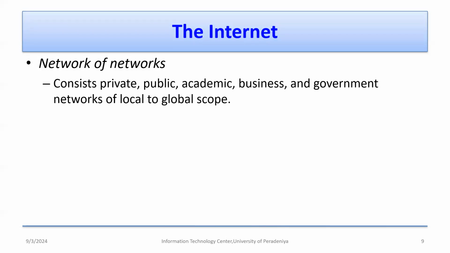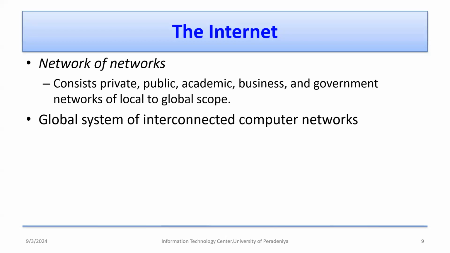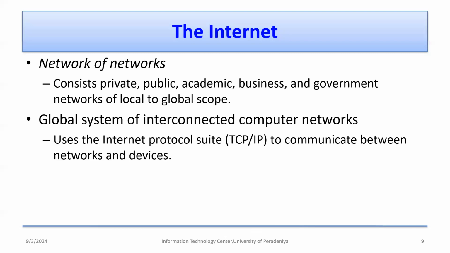So all the networks in the world are called the global system of interconnected computer networks. There should be some kind of standard, otherwise one particular network will follow a set of rules which are different from another network, so we can't communicate successfully.